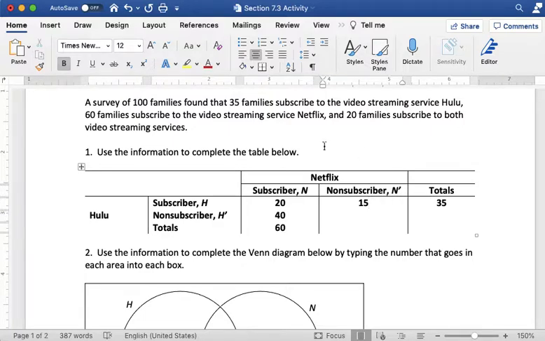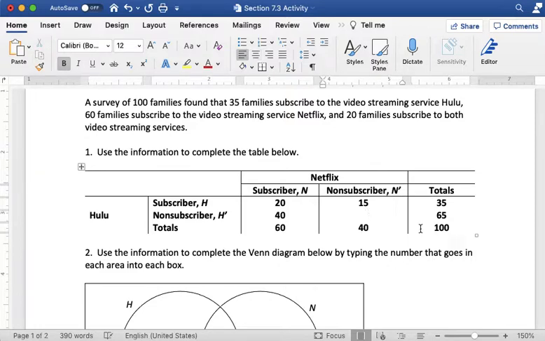And now the last piece of information that I'm given is that there are 100 families total in the survey. So that's going to go in this lower right-hand corner. And now I can use this to figure out the rest of the numbers. If there's 100 total families, if 60 of them are Netflix subscribers, that means 40 is the total number that are not Netflix subscribers. And if 35 are Hulu subscribers, that means the total number of non-Hulu subscribers is 65. So doing 100 minus 35 and 100 minus 60 gives me these numbers.